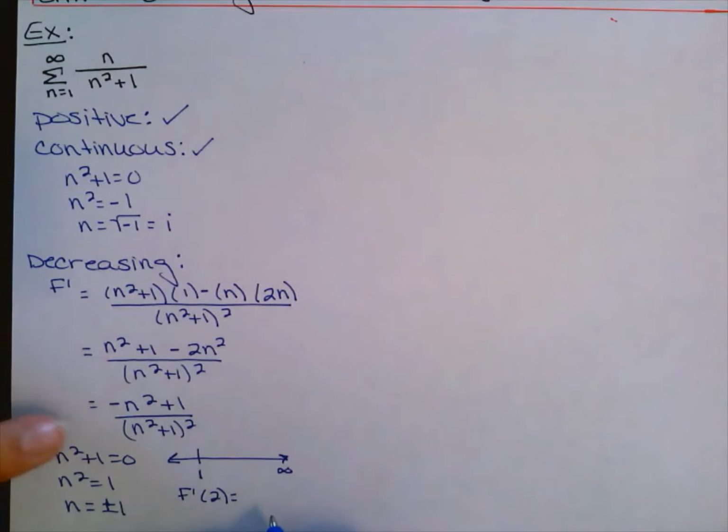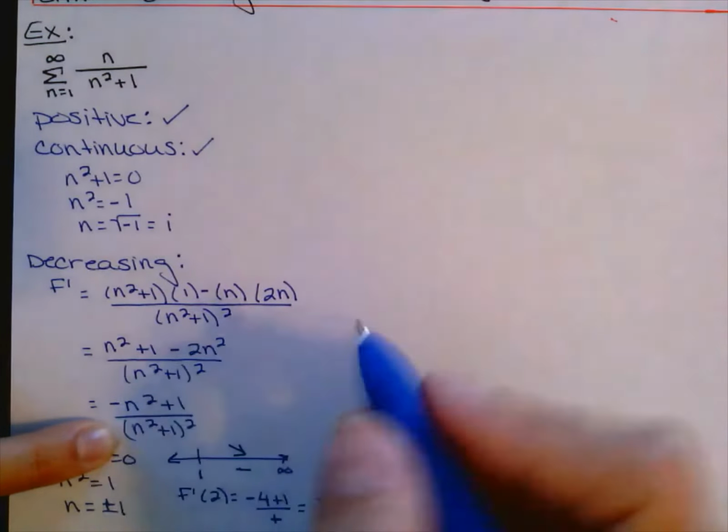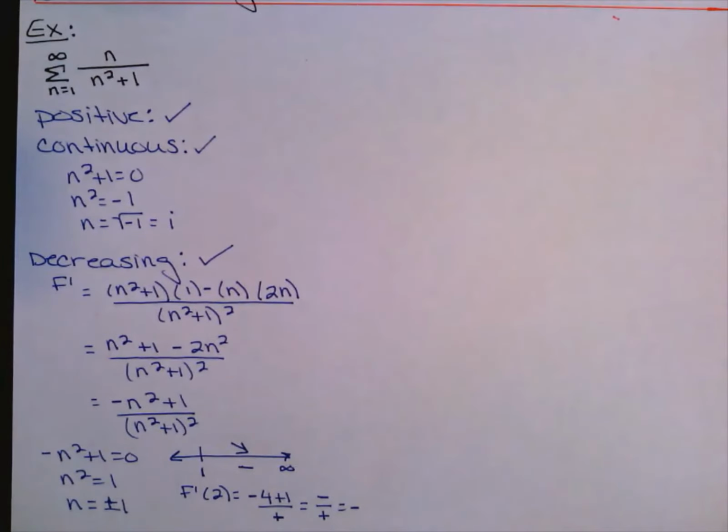So if I do f prime of 2, I plug that into the derivative here. I have negative 2 squared, which would be a negative 4 plus 1 over, no matter what I put in that denominator, it's going to be positive, right? So negative 4 plus 1 is going to be negative over positive, which gives me negative. I just confirmed that this indeed is decreasing, okay? So again, these questions are lengthy because you have to test those 3.